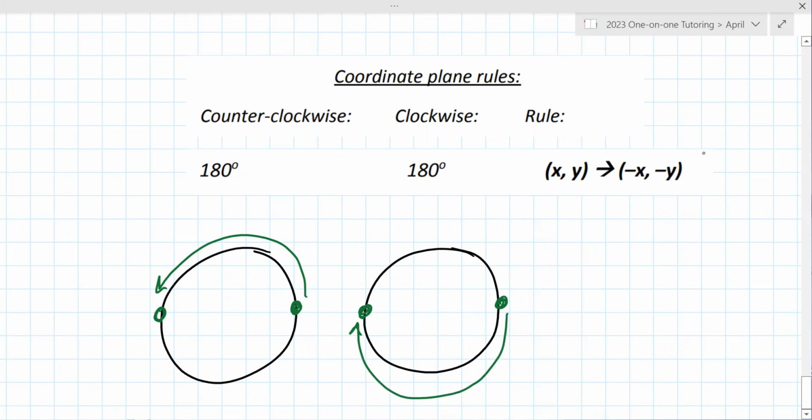Do you see that? And what does the rule say? What do you see here when you see this rule? (x, y) goes to (-x, -y). What does that say to you? X is going to negative x, meaning you negate it or flip the sign. Y goes to minus y, so you flip the sign. All right, will you write this rule down for me and let me know when you've done that?